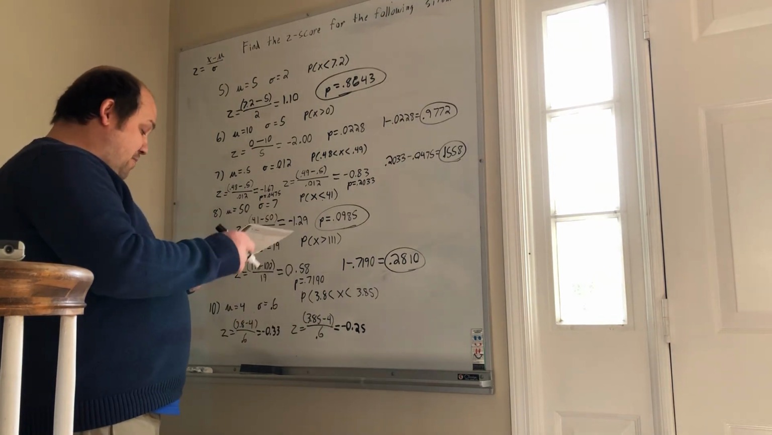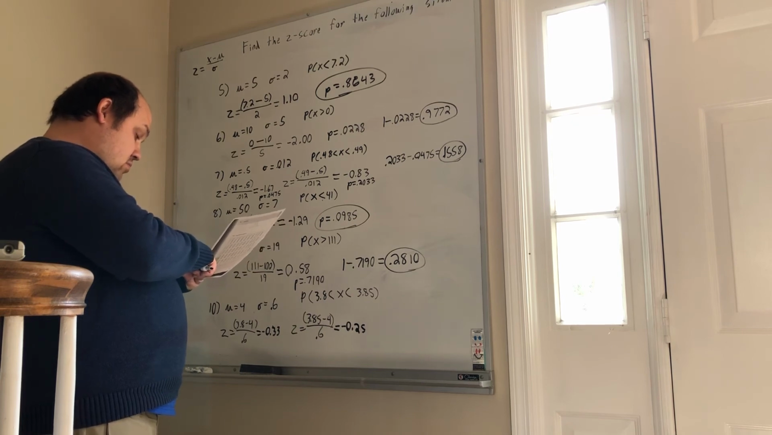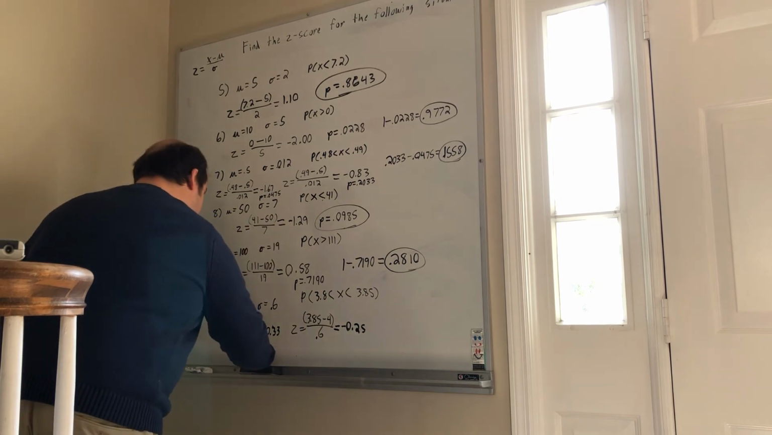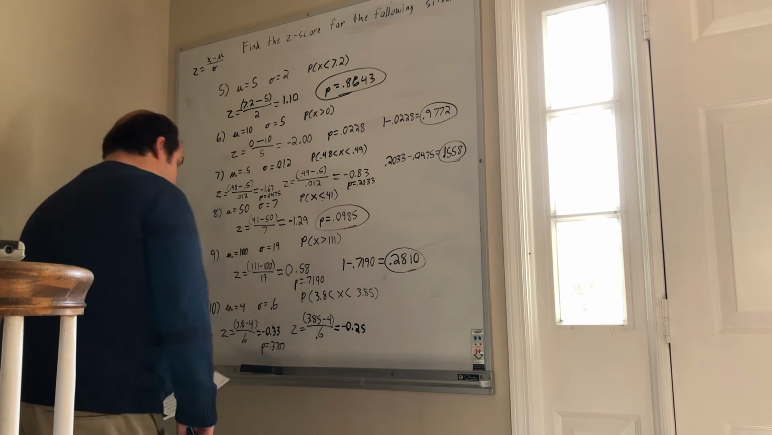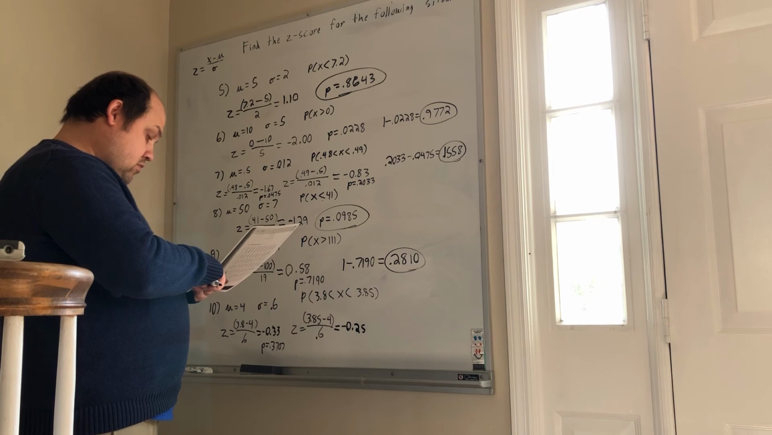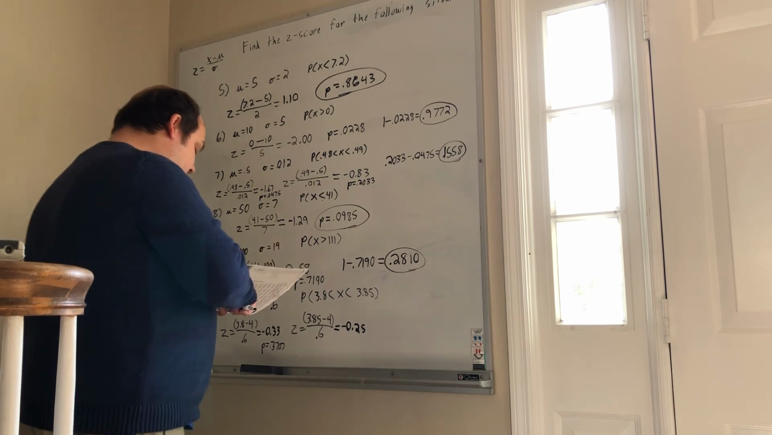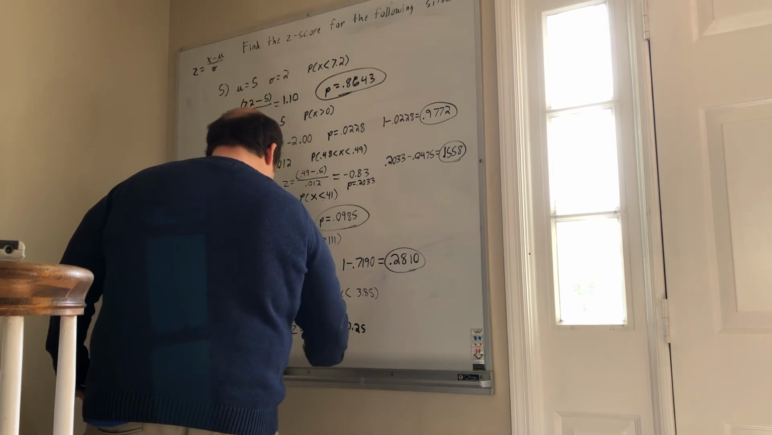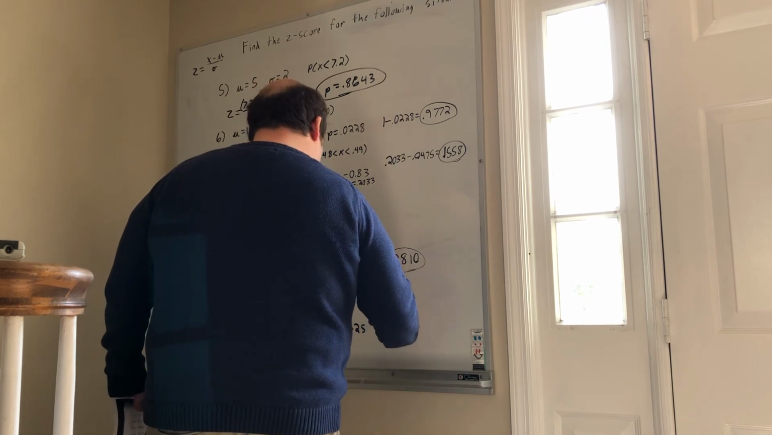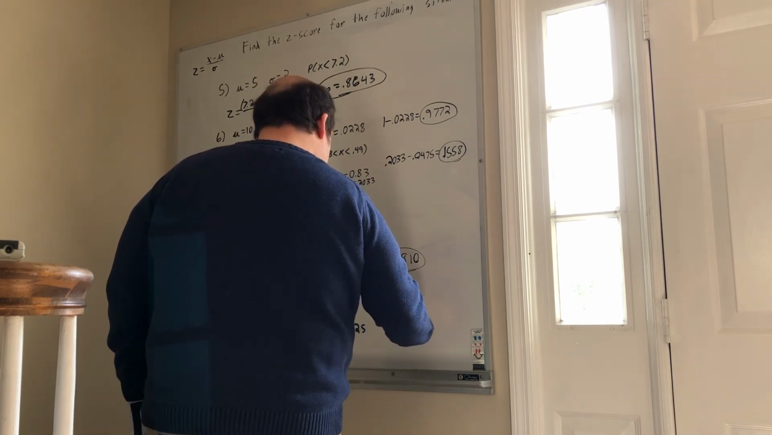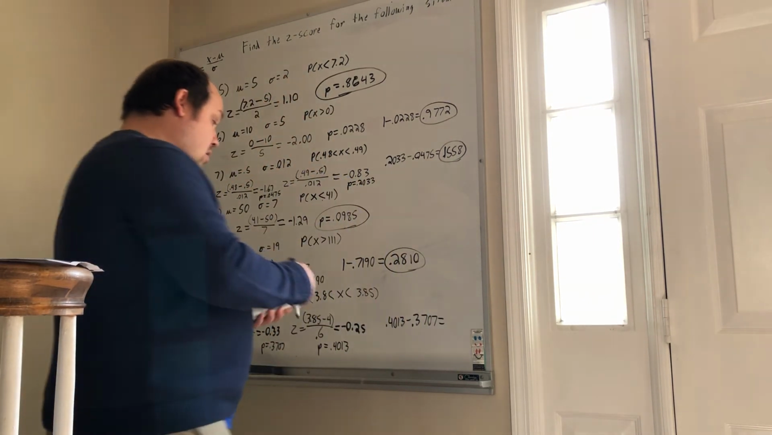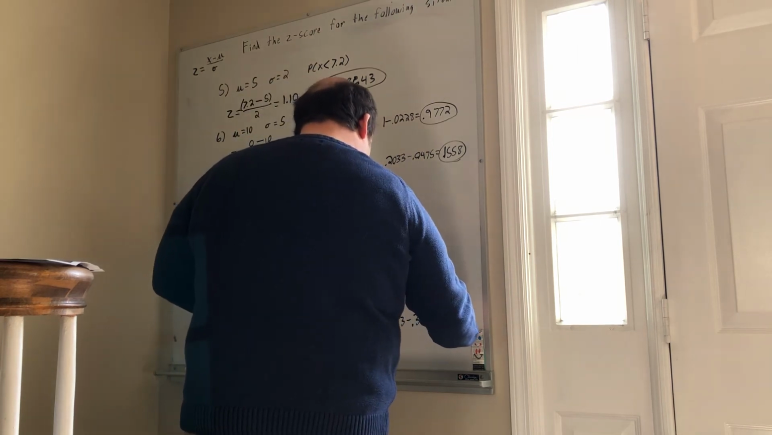When I go to negative 0.33, I get a p-value of p equals 0.3707. When I go to negative 0.25, I get a p-value of p equals 0.4013. Final step, take the larger p-value, 0.4013, subtract the smaller p-value, 0.3707. When I put that into my calculator, I should get 0.0303.